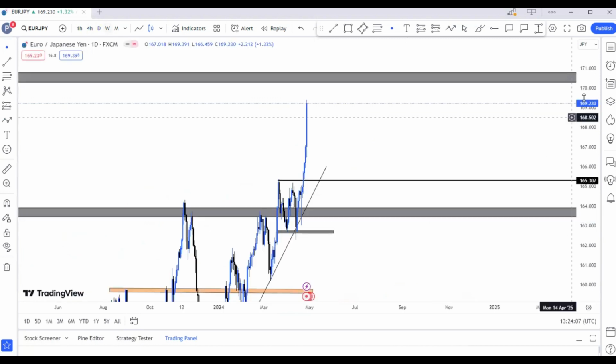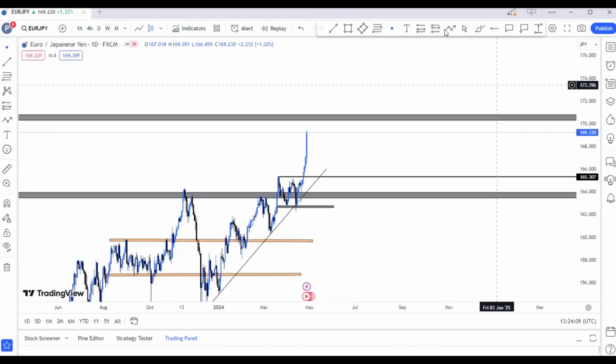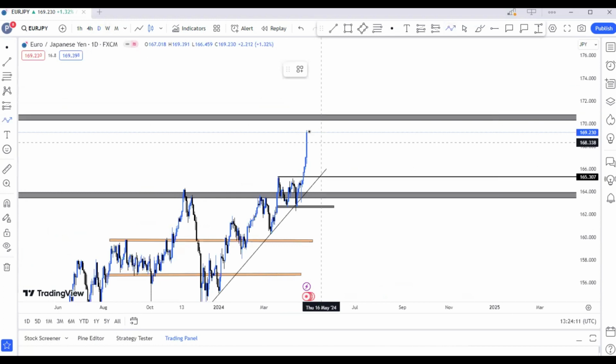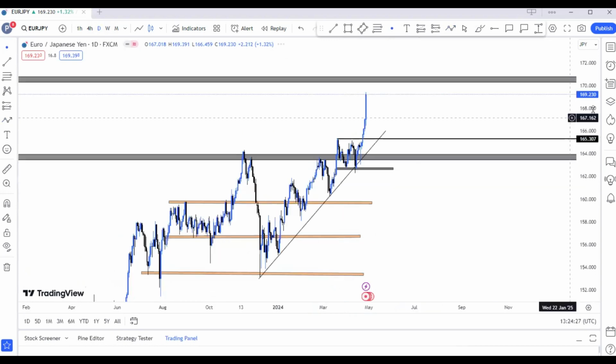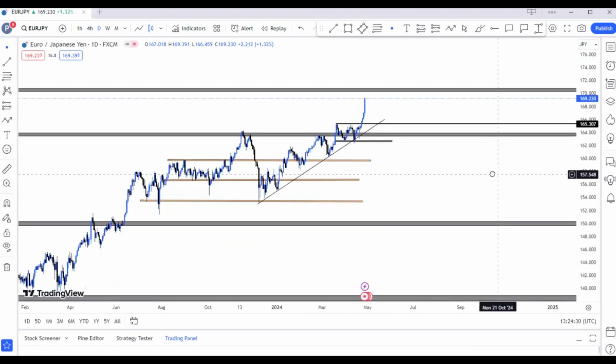I'll be expecting a pullback back to this neckline, and then probably from here we will come on here again to actually show it to you what it has been doing, if we are going to go long or not. So for now, Euro JPY, we are on the sideline, we are watching.